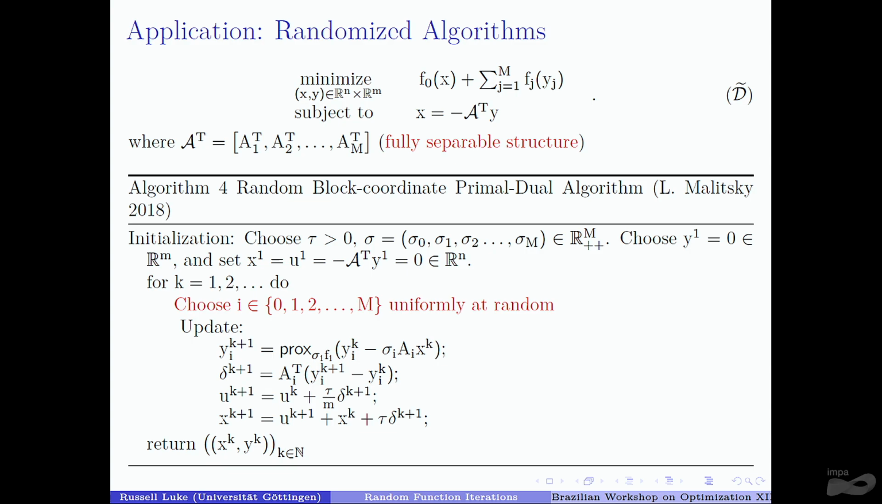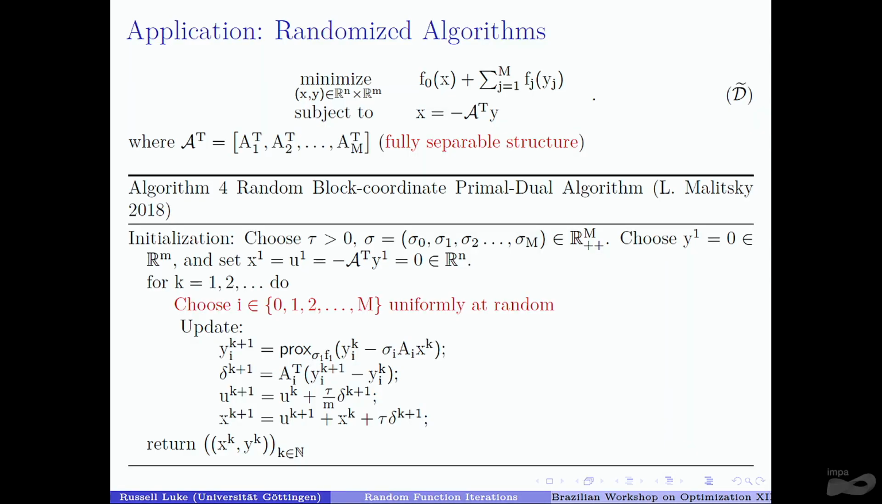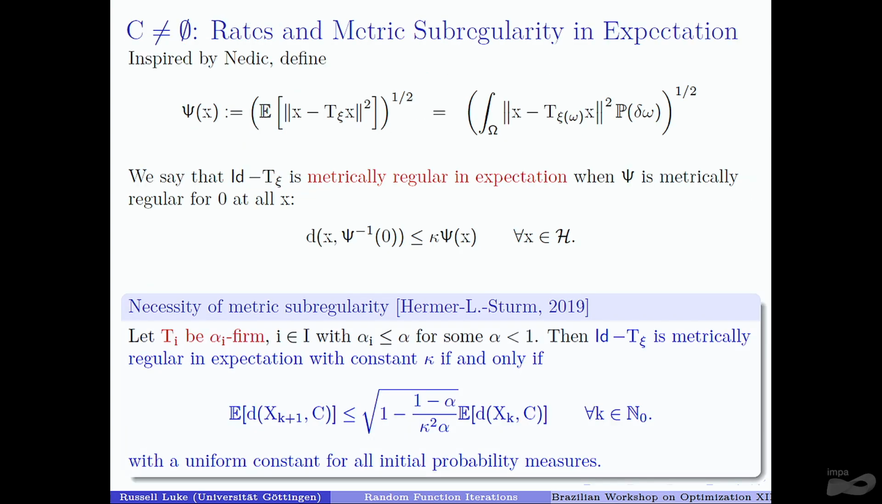So you can apply this to the randomized primal dual algorithm that I showed you at the beginning, and this has a fully separable structure. So it's reasonable to suppose that there exist common fixed points, common stationary points, over all of these individual functions, because you've got the individual functions J, and they split into their blocks of variables that are independent from the other blocks. So we can use this to prove convergence of this algorithm almost surely to a fixed point. And we can get rates on this. This is inspired by an idea by Angelia Nedić.